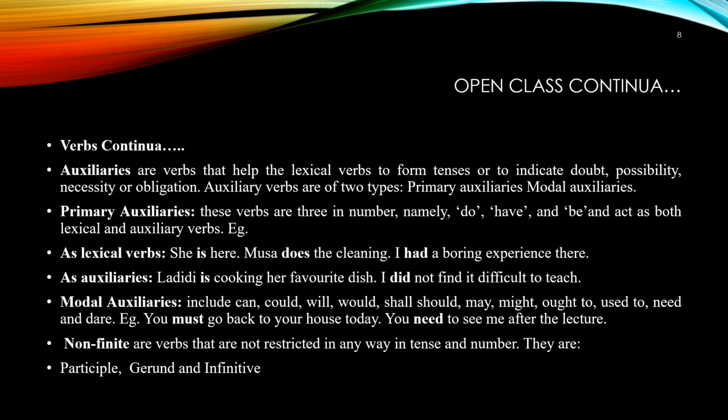Then we also have auxiliary verbs. Auxiliaries are verbs that help the lexical verbs to form tenses or to indicate doubt, possibility, necessity, or even obligation. Auxiliary verbs are of two types. There are what we call primary auxiliaries and modal auxiliaries. Primary auxiliaries are verbs, three in number. That is, we have do, we have have, and we have the verb be.